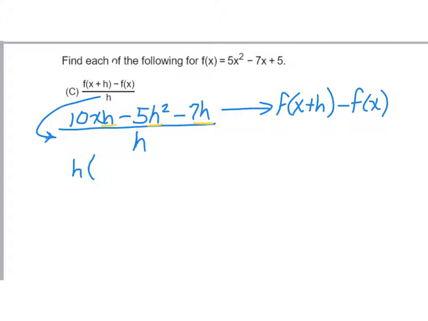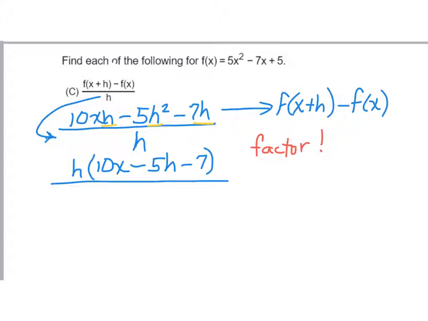So when I factor out the h from 10xh, I have h times 10x minus, if I factor out one h, that leaves me with minus 5h, because h times negative 5h is negative 5h squared, so I'm simply factoring that out. And when I factor out the h from the 7h, all I have left in this part is the 7. So remember, you have to factor first. That has to come first. So now the equivalent expression is h times (10x minus 5h minus 7) over h. And we all know what happens next, and that is that h will be able to be removed as a common factor.